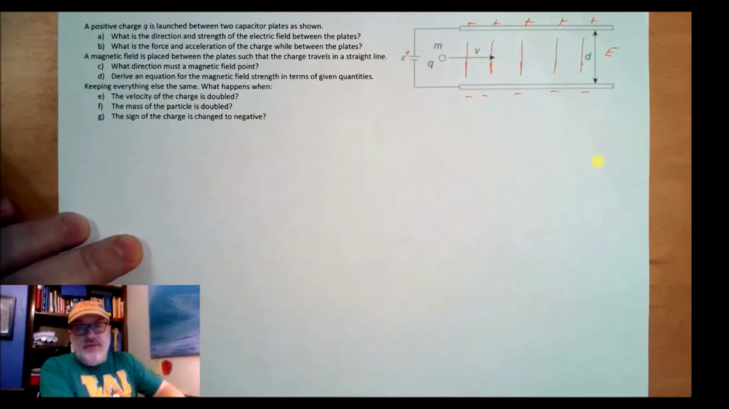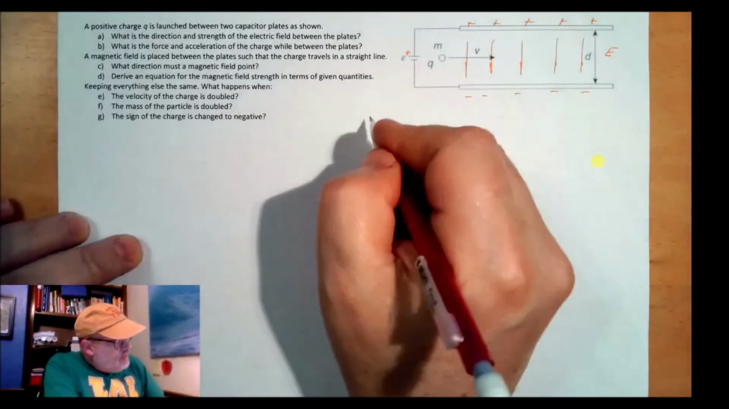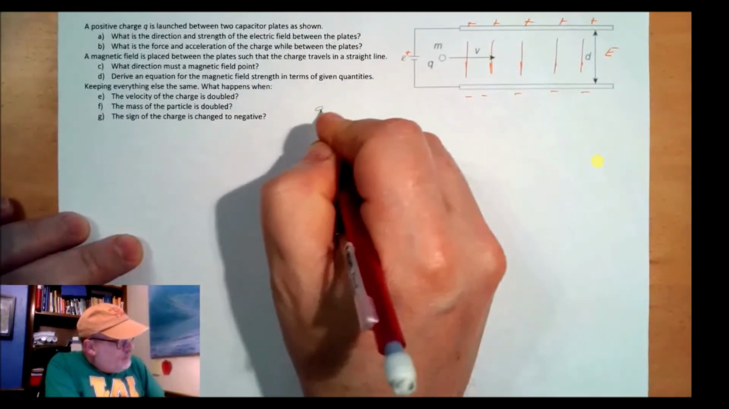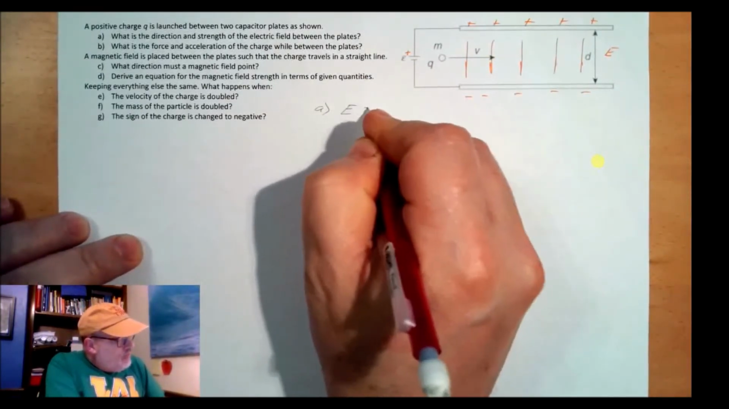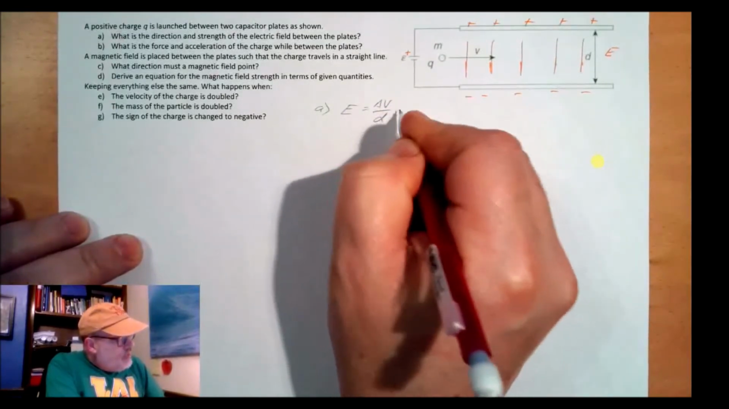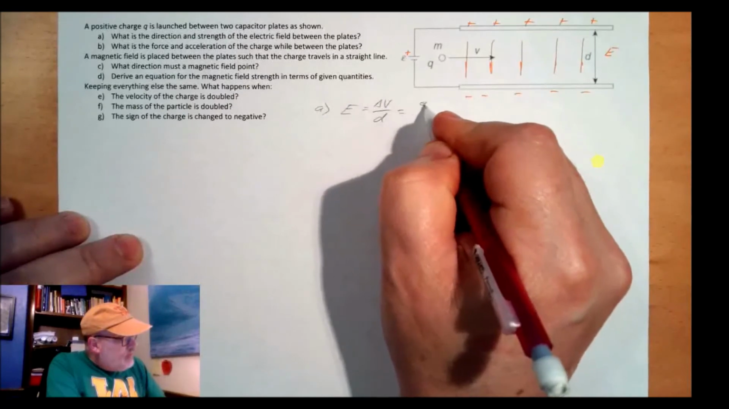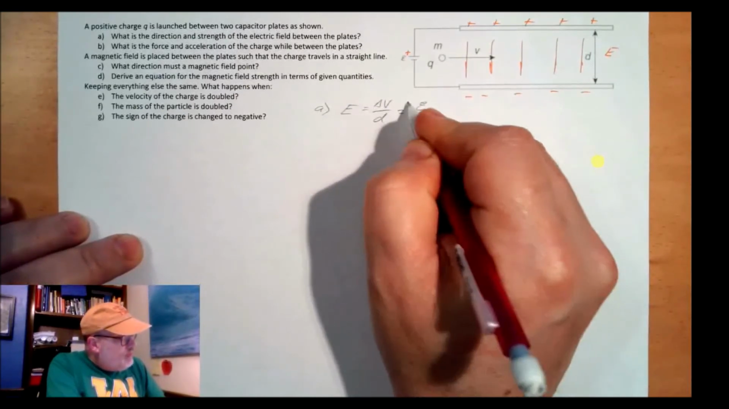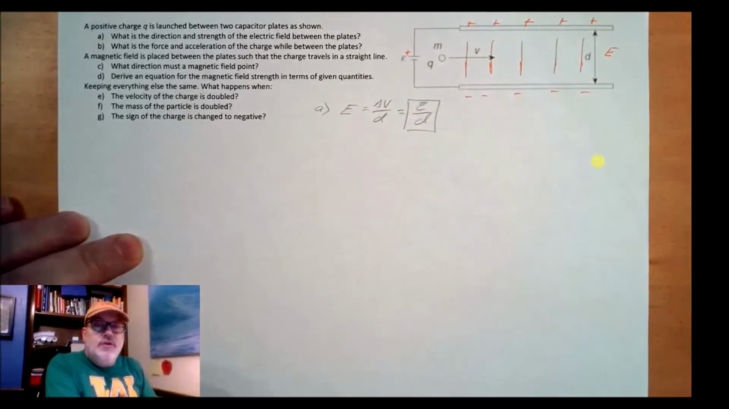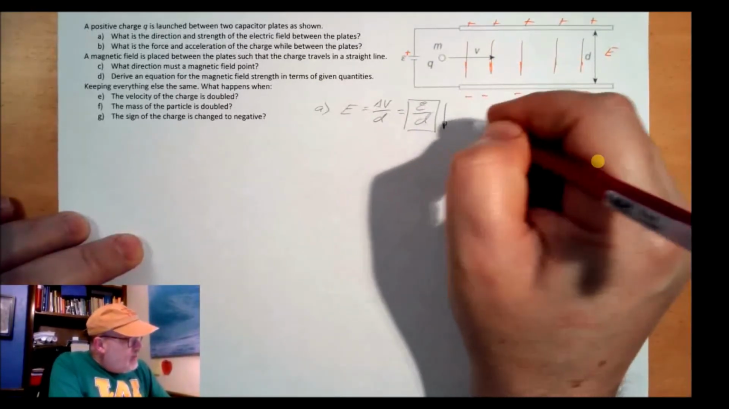Well, how big is that electric field? Well, actually really easy to figure out. So for part A, the electric field equals delta V over D. And in our case, the distance is D, and the delta V is the EMF of the battery. So EMF divided by D, that's our electric field strength, and it is downward.